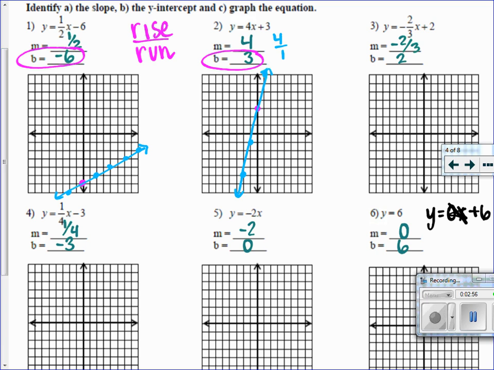Okay, let's do the next one. So on number 3, where are we starting with? What part are we starting with? Y-intercept, which is 2. So at 2, and if the slope is -2/3, where are we going to move? Down 2, right 3. Negative is always down and right, or up and left. So down 2, right 3. Or up and left.